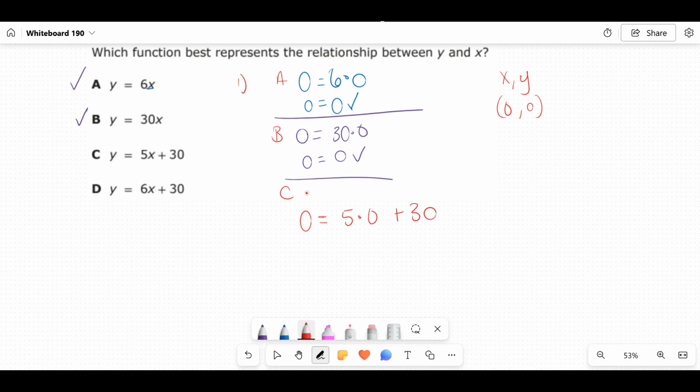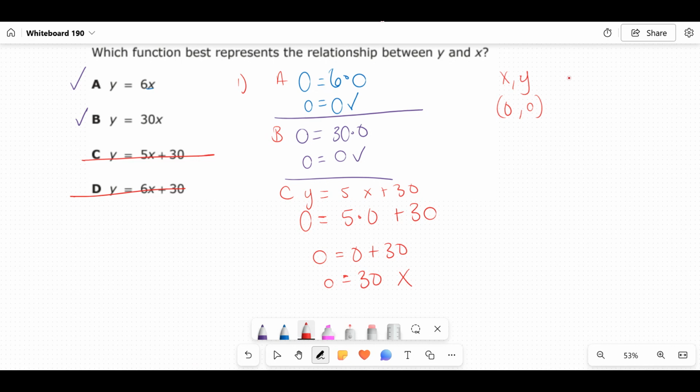And I found out that 5 times 0 is 0, and 0 plus 30 is 30. So this does not work. And in this problem, we're also multiplying by 0 and adding 30, so I can go ahead and assume that that does not work either. So because 0, 0 worked for A and B, we are now down to 2 answer choices.